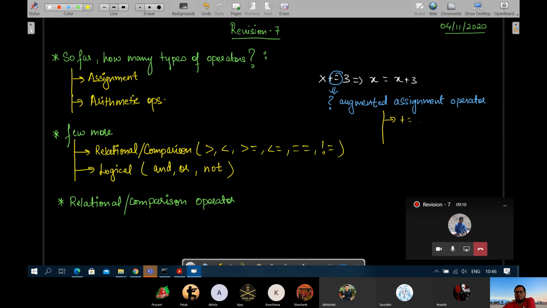Plus equals to, minus equals to, multiplication equals to, division equals to, double integer division equals to, or float division, whatever you call it. Then you have modulus equals to. Give it a try to see if it works or not. So these operators, which finally expand into this form, are known as augmented assignment operators.